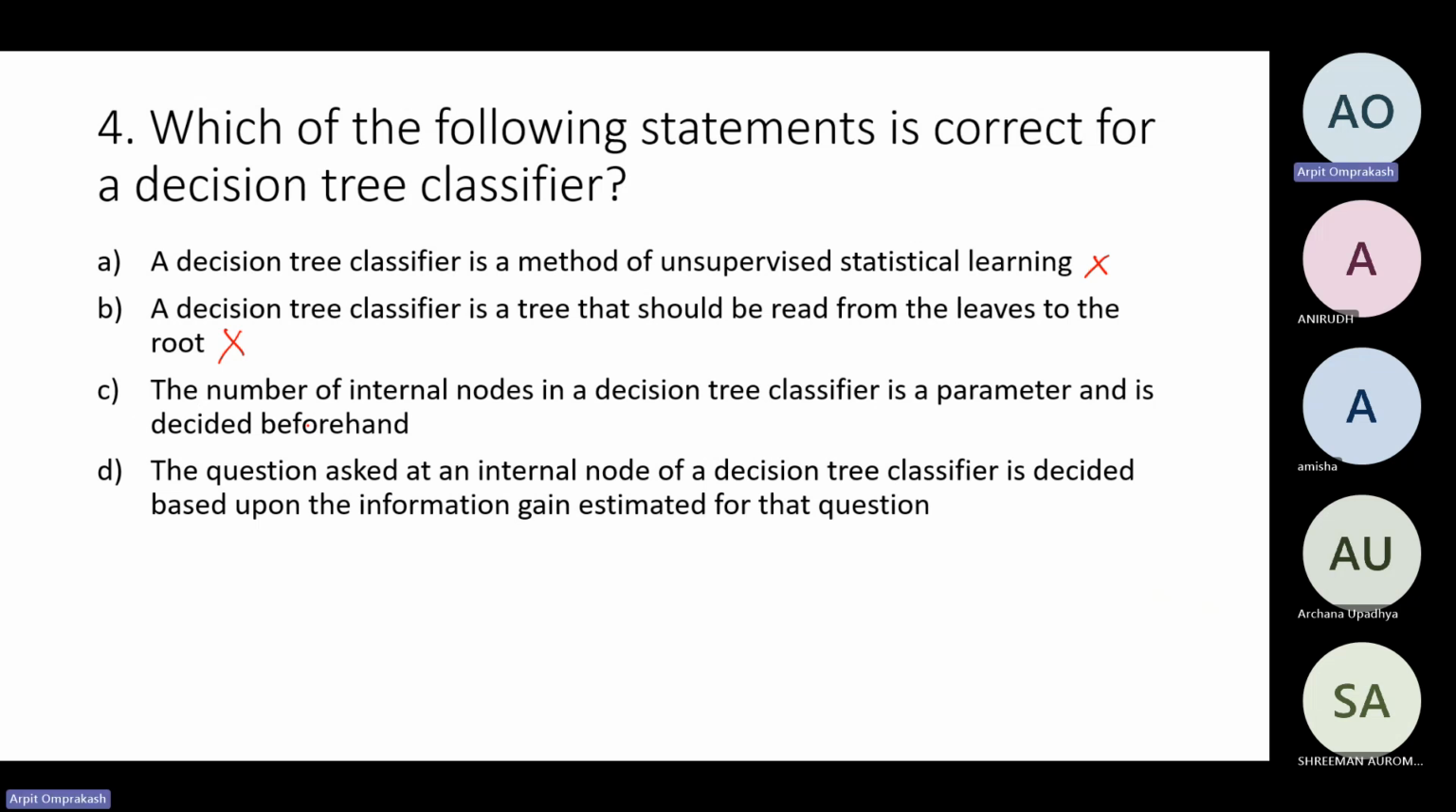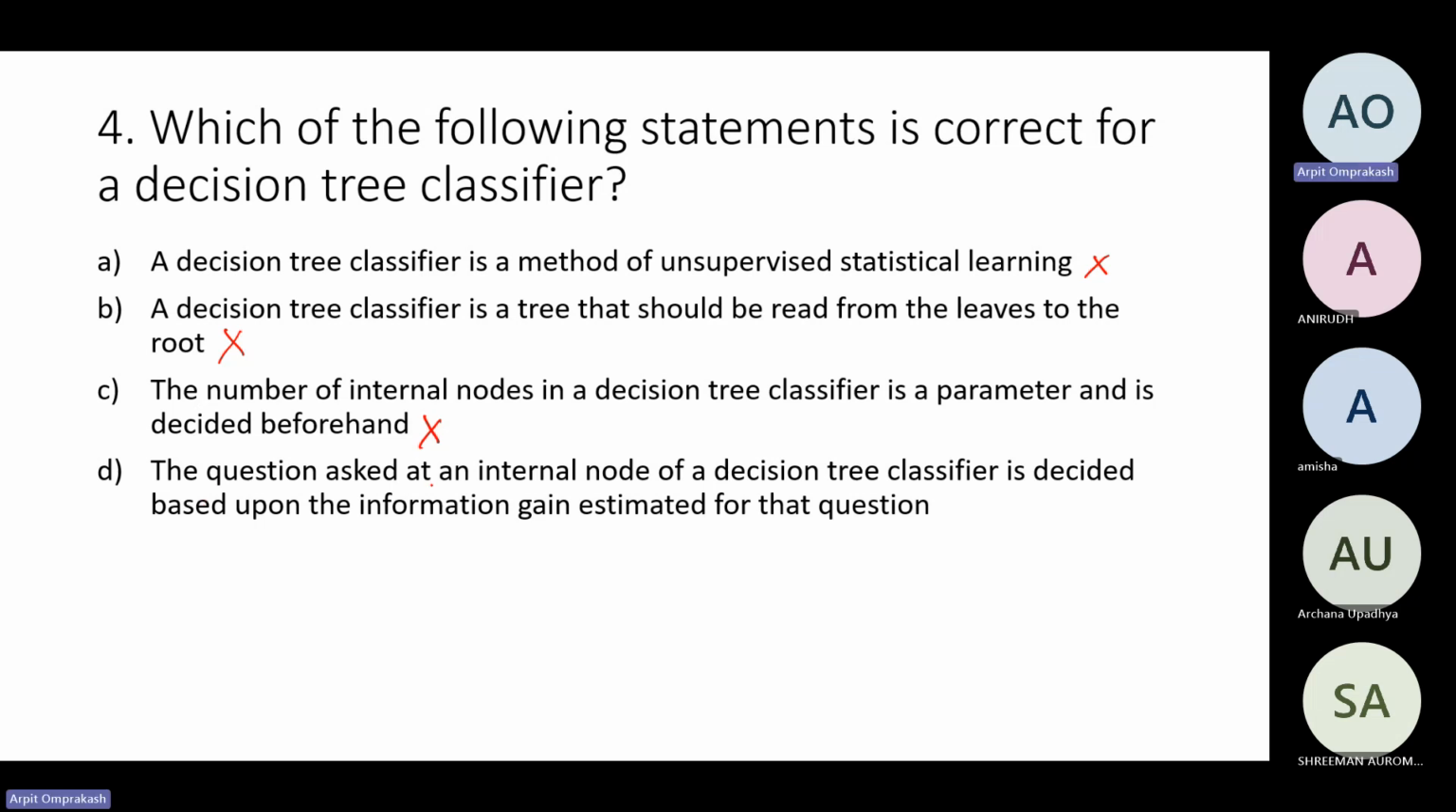The third is: the number of internal nodes in a decision tree classifier is a parameter and is decided beforehand. So this is false. The number of internal nodes is not decided beforehand. Depending on how you are dividing your data and based on the values of entropy, information gain, and Gini index, you decide how many internal nodes. So the algorithm itself arrives at some number of internal nodes.